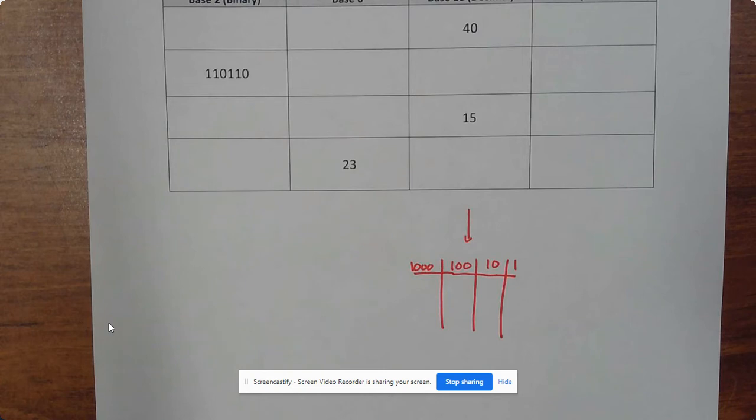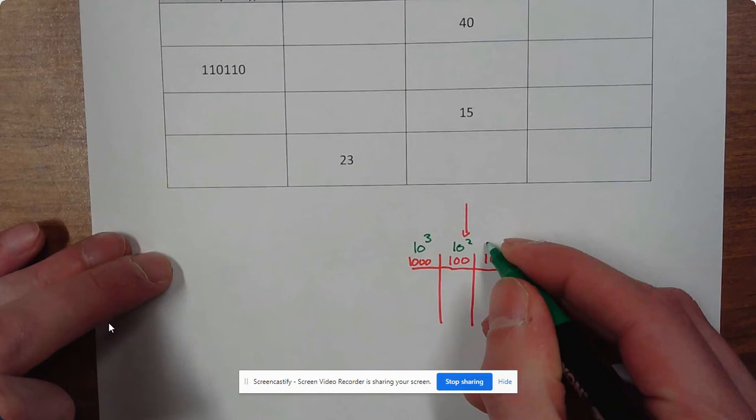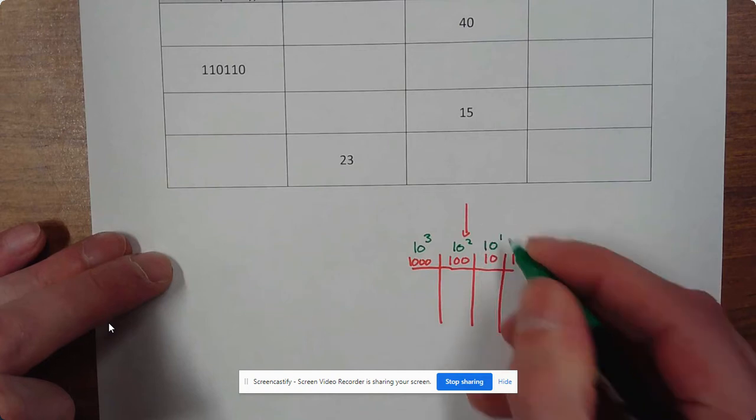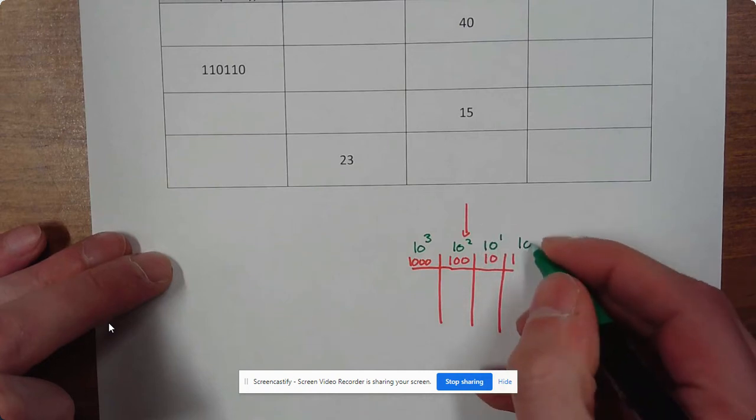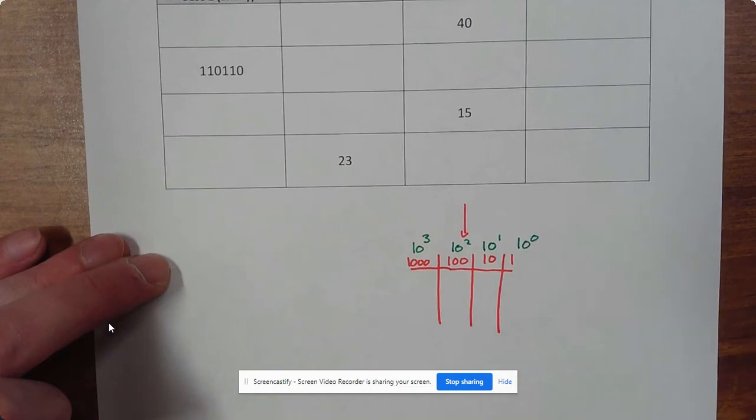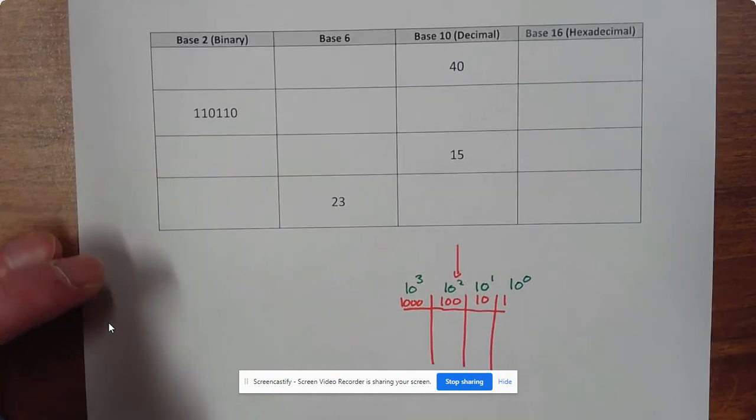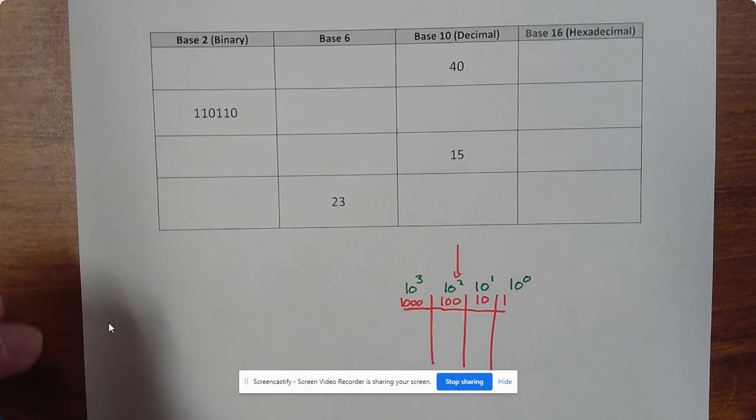Right? So I could say my thousands column is 10 to the power of 3, my hundreds column is 10 to the power of 2, my tens column is 10 to the power of 1, and then my ones column is really 10 to the power of 0. So when I change the base, all of my place values are also going to change. So we're going to start with the number 40, and I'm going to put this in different bases.